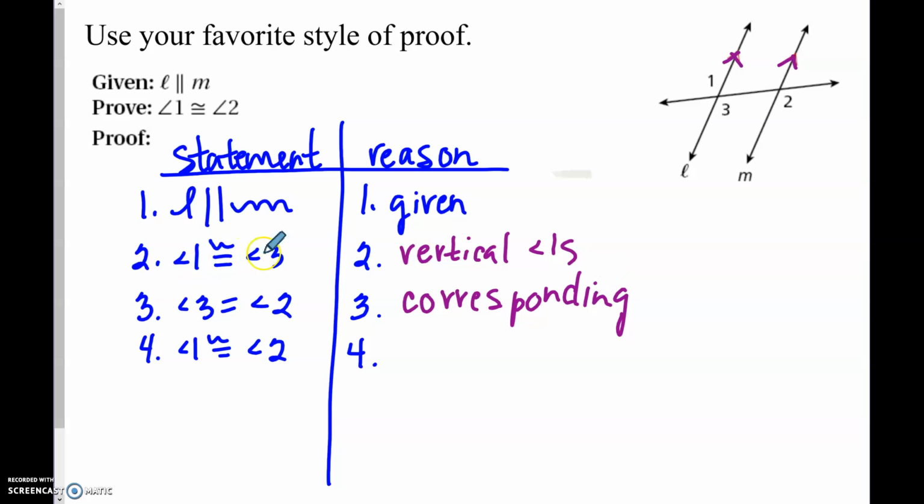Well, now 1 is congruent to 3 and 3 is congruent to 2. So we can say 1 is congruent to 2 by the transitive property. And that's what we were trying to prove. So we are done.